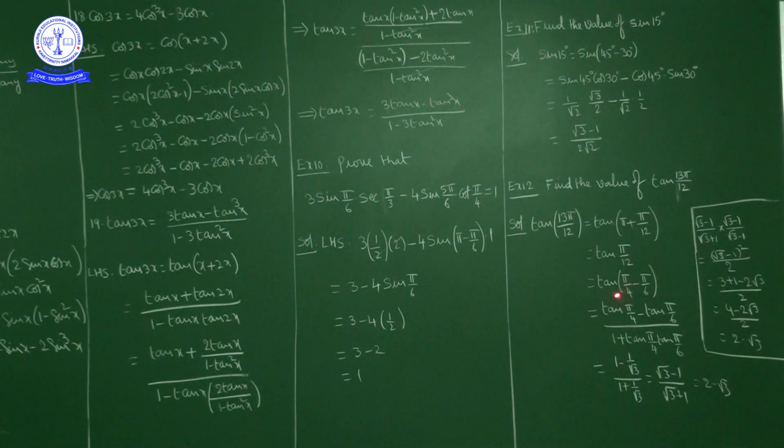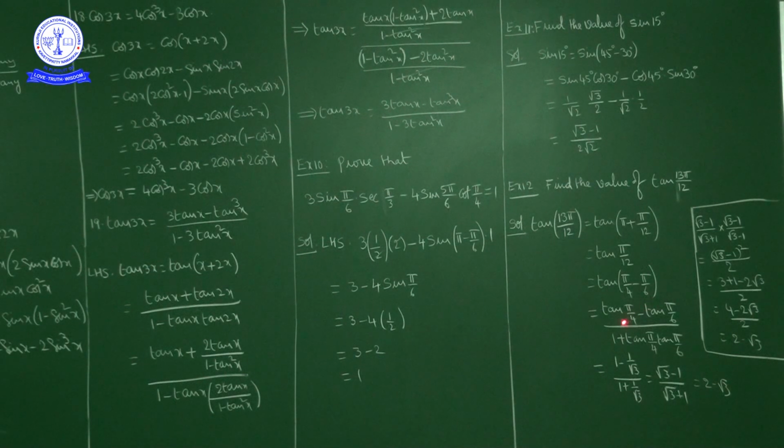Okay, so tan of pi by 4 minus pi by 6. It is of the form tan of x minus y. Tan x minus y formula is tan x minus tan y upon 1 plus tan x into tan y. So in place of x we have pi by 4, in place of y we have pi by 6. So tan pi by 4 minus tan pi by 6 upon 1 plus tan pi by 4 into tan pi by 6.